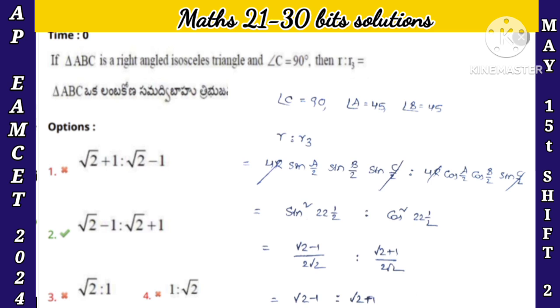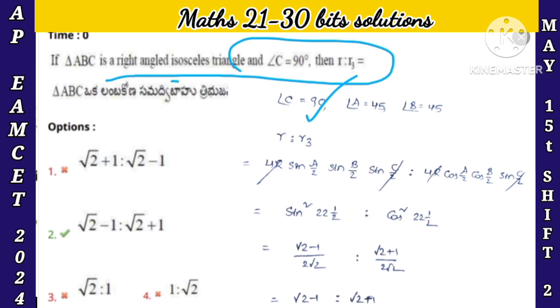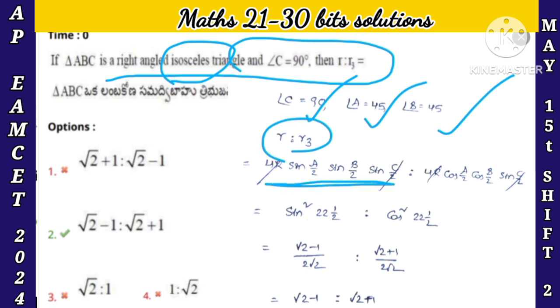Now see the next problem. If ABC is a right angled isosceles triangle and angle C is equal to 90 degrees, then what is the value of r3? Very easy question. Given that angle C is equal to 90 and that this is an isosceles triangle, the remaining two angles are equal, so angle A is equal to 45 and angle B is equal to 45. The question is to find the r3 value. Now replace the formulas first. r is equal to 4R sin A/2 sin B/2 sin C/2, and r3 is equal to 4R cos A/2 cos B/2 sin C/2. Cut 4R and sin C/2.